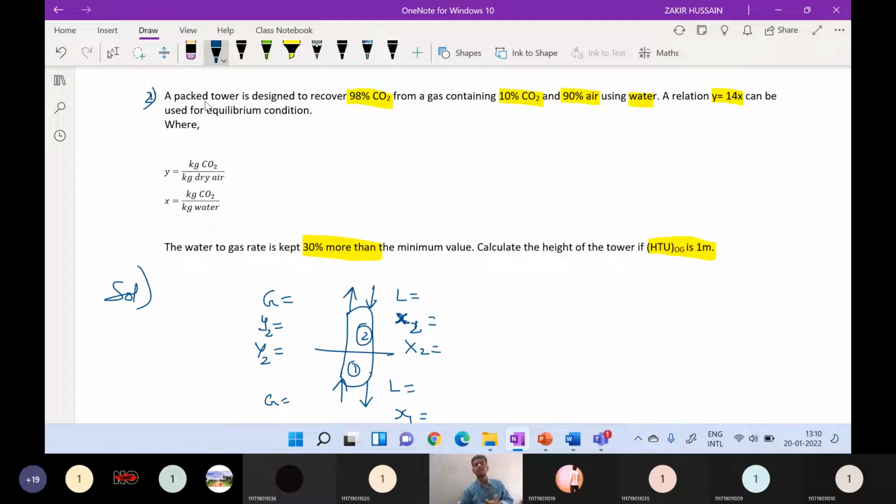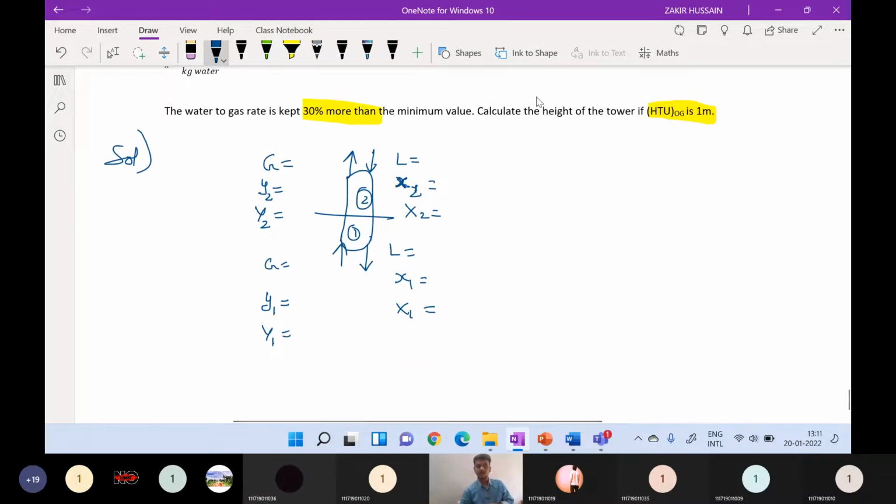So the packed tower is designed to recover 98% CO2 from the gas containing 10% CO2 and 90% air, means initially the gas G is having 10% CO2 and 90% air. So y1 is the mole fraction of your solute, that is CO2. CO2 is 10%, that is 0.1, or 10 divided by 100. Remaining percentage is air, 90%.